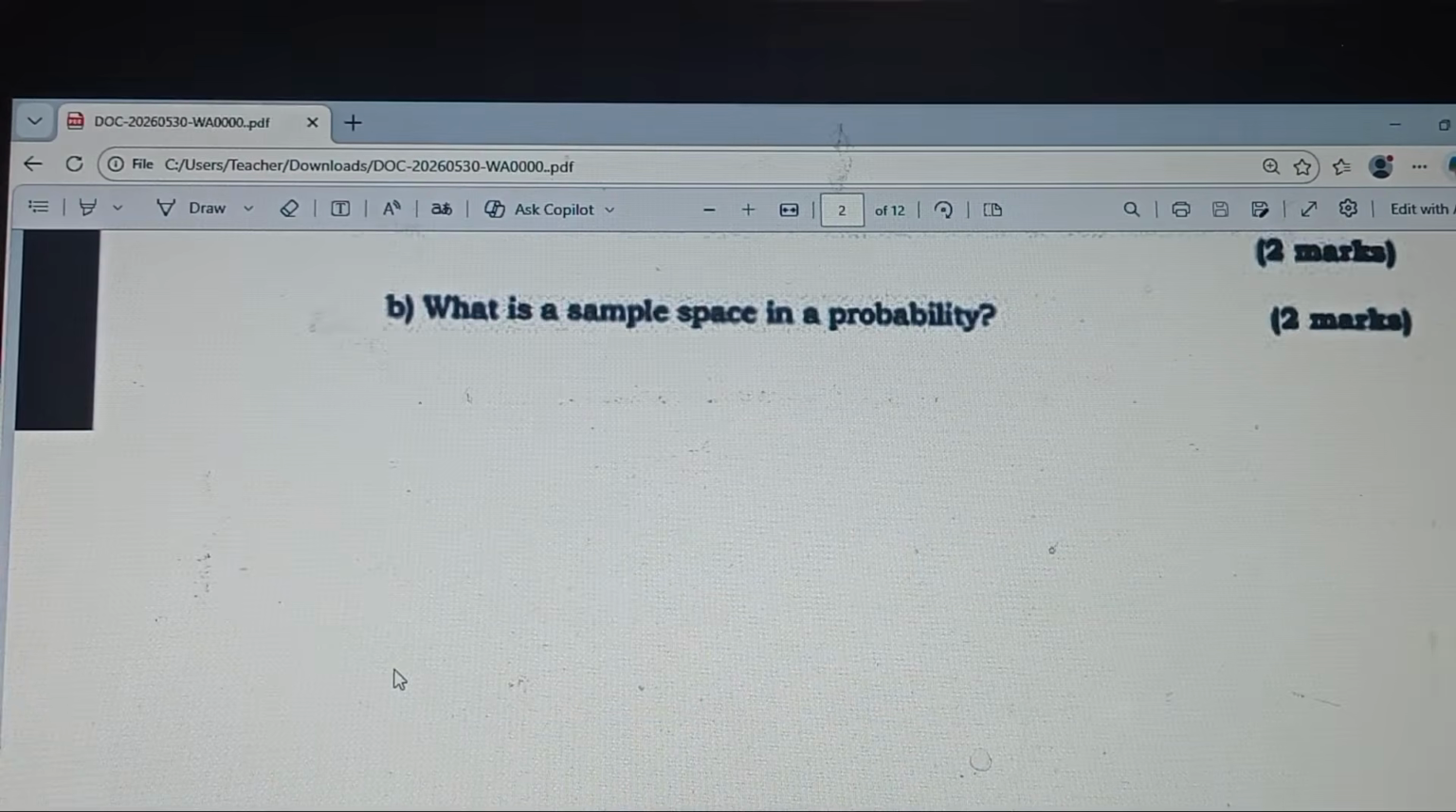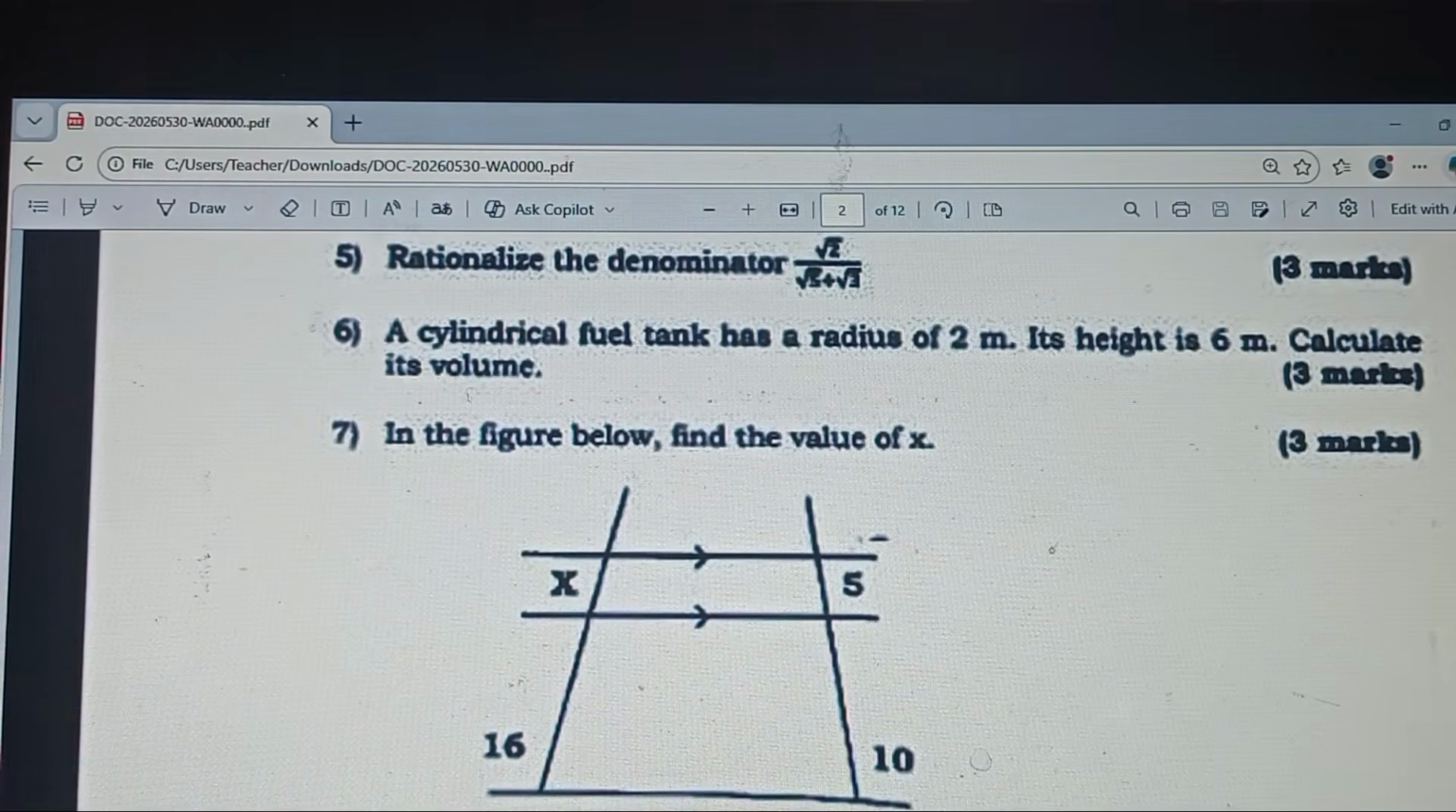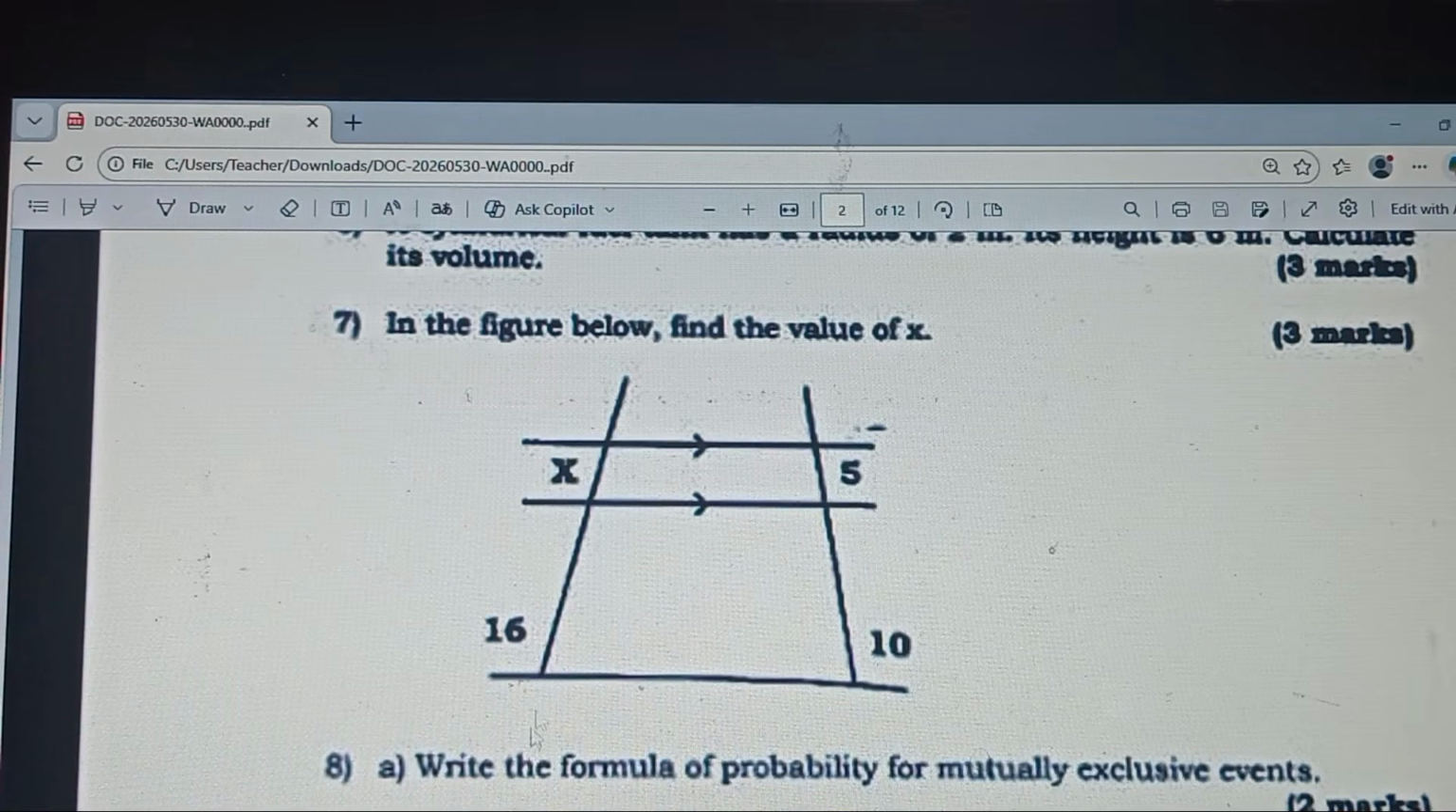The theorem states that when you take x divided by 16, it is equal to 5 divided by 10. Here you take x over 16 equal to 5 over 10. Then you make cross multiplication, you get 10x is equal to 80. Then the value of x here is 8.